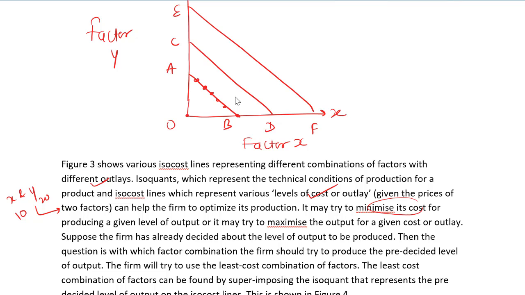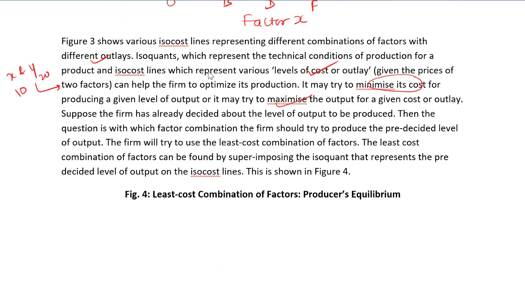It may try to minimize the cost, obviously, for producing a given level of output. It may try to maximize the output for a given level of outlay. Suppose the firm has already decided about the level of output to be produced. Then the question is, with which factor combination should the firm try to produce the pre-decided level of output? The firm will try to use the least cost combination of factors.